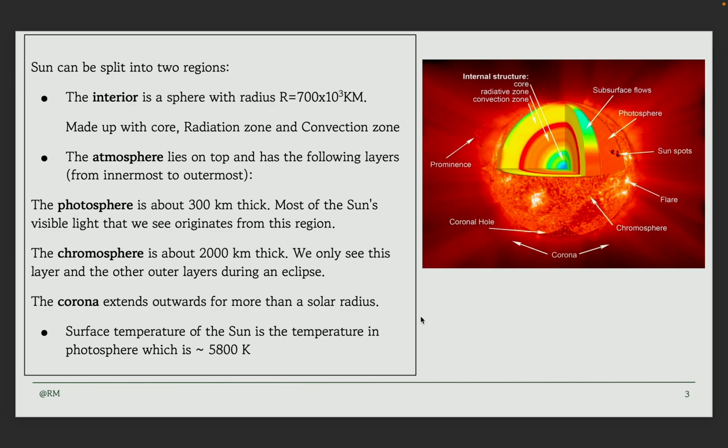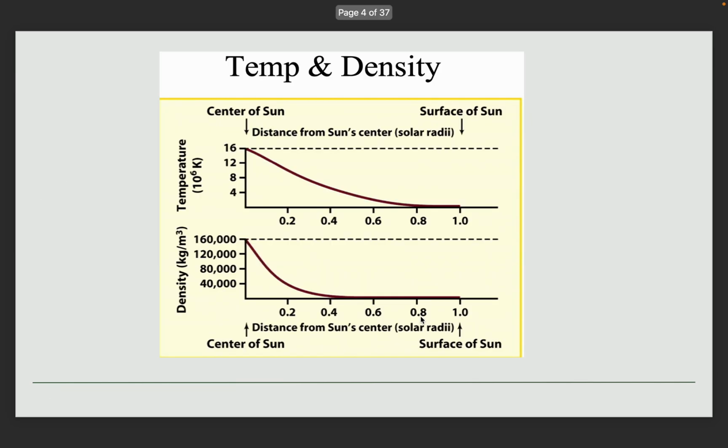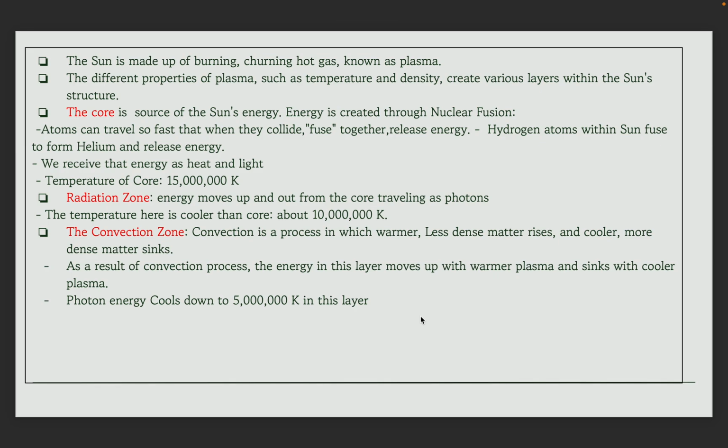In the interior, there are three parts. One is the core, then the radiation zone, and another is the convection zone. In the core, the fusion process happens. In the radiation zone, the energy or the photons generated from the core move up, and in the convection zone, the energy rises with the flow of plasma. Here convection happens when the less dense, cooler plasma sinks, and the hotter, denser plasma rises up.